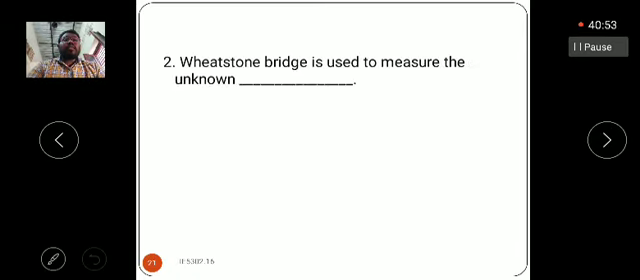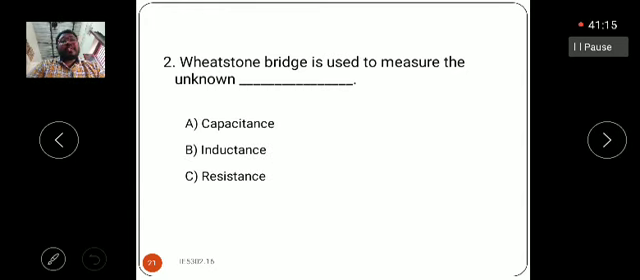The second question: the Wheatstone bridge is used to measure the unknown what? Resistance, impedance, capacitor, or inductor? The options are capacitance, inductance, resistance, all of the above. Your answer is resistance only. The Wheatstone bridge is used completely for the measurement of resistance only.